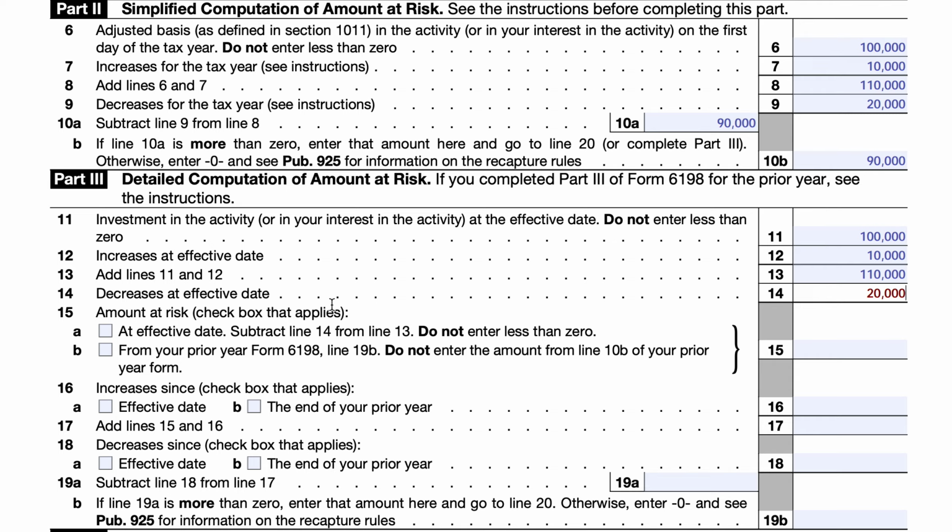So now we check the box at either the effective date or the prior year's Form 6198. And so if you completed the prior year's part 3, you would check box B. You carry this forward. So if you carried the prior year's 6198, you can skip all this. You would just simply enter whatever the 19B amount is. So, and that goes back to what it says here. If you completed part 3, see the instructions. So if you did complete it, you would start on line 15.